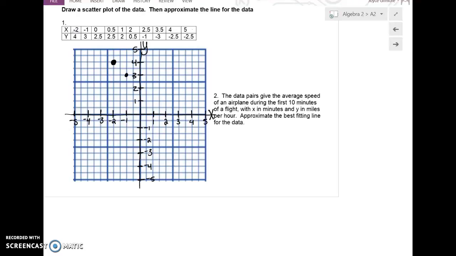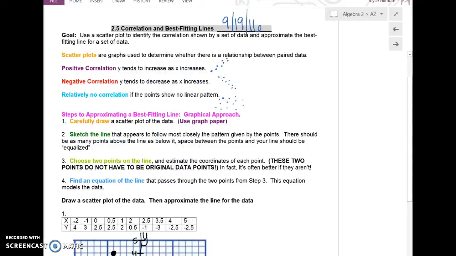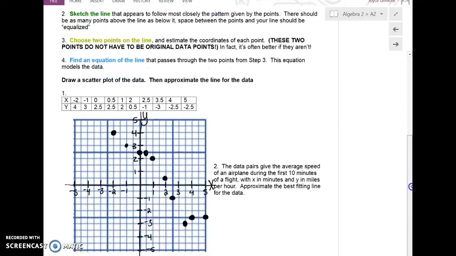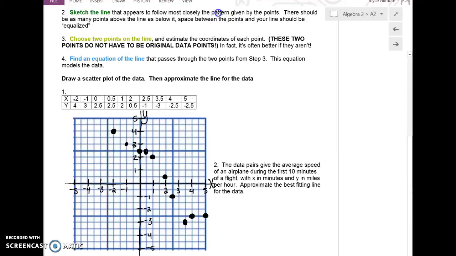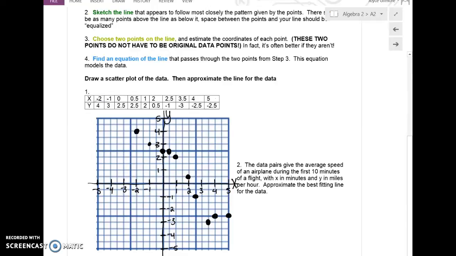Keep plotting your points. Now that we have our scatter plot, I have a question for you. Would this be considered a best fitting line? Let me get my ruler on here. No. Why is that not a best fitting line?